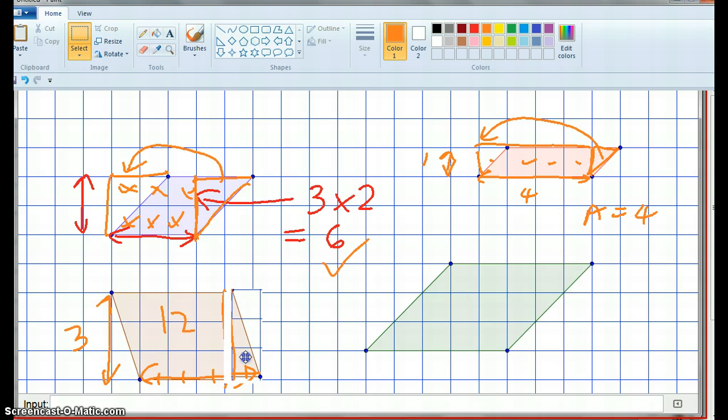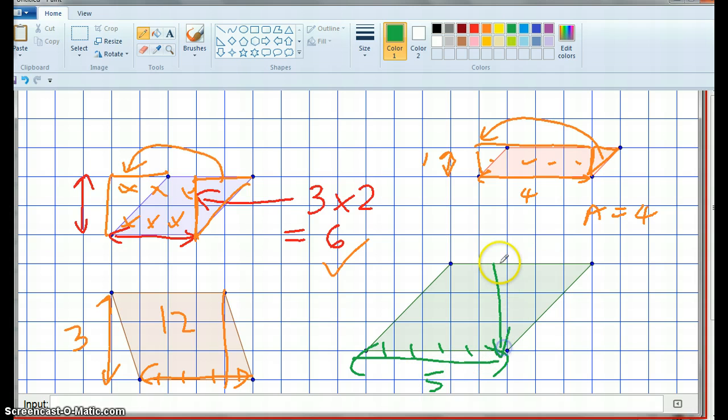Does that make sense? Yeah. Okay, so this last one here, we've got a base. What was it? 1, 2, 3, 4, 5. And a height. 1, 2, 3. So 3 times 5 is the same as 5 times 3, which is 15. And the other way of looking at it is if this triangle here moved to here, you've got a rectangle. 3 times 5. Make sense?